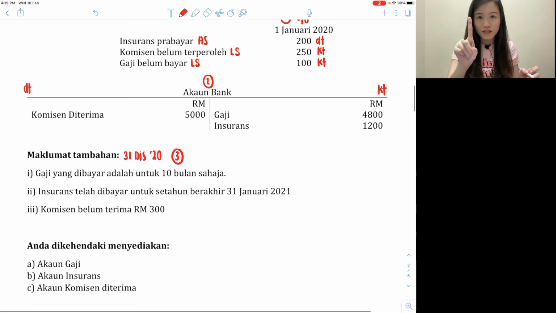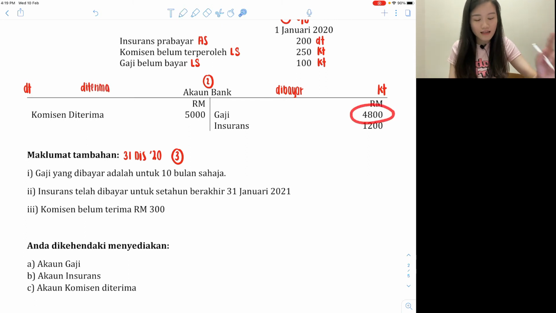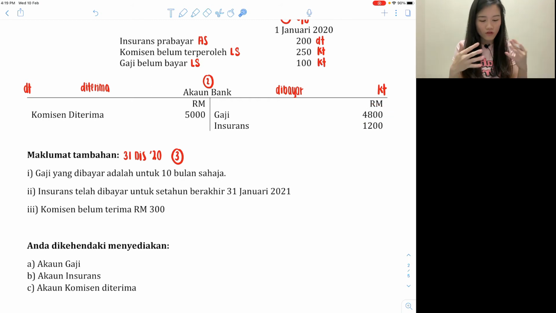You gotta find out what is it first. So let's look at the first point. Now you're gonna use your calculator already. Gaji yang dibayar, which means this amount of 4,008. Because I said already, inside your bank, credit side is considered dibayar and debit side is considered diterima. So since we have paid 4,008, they say is untuk 10 months sahaja. Okay, so that's a shocking news because it's supposed to be for 12 months, but I only paid for 10 months.